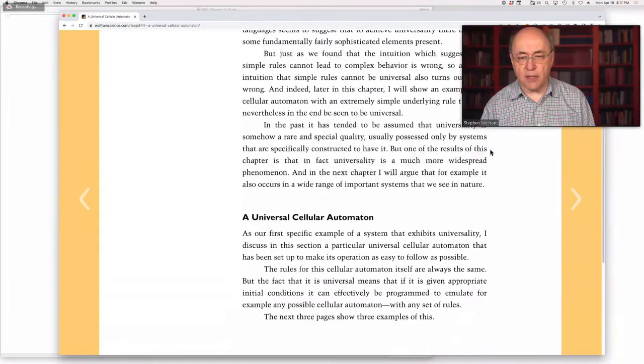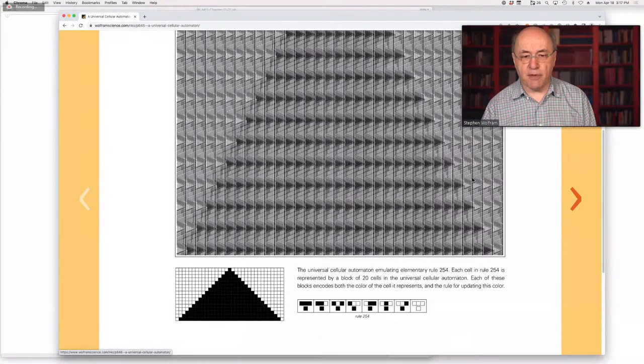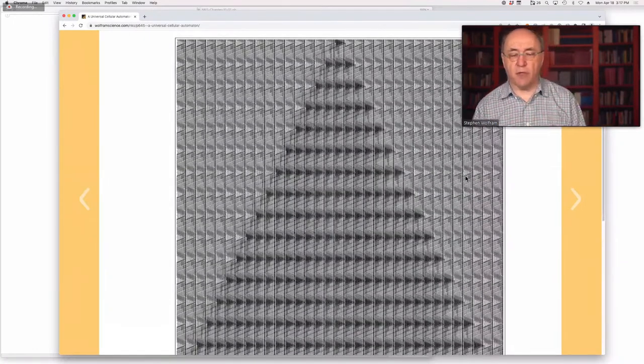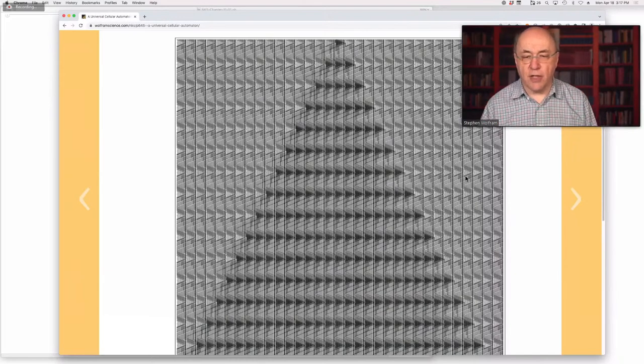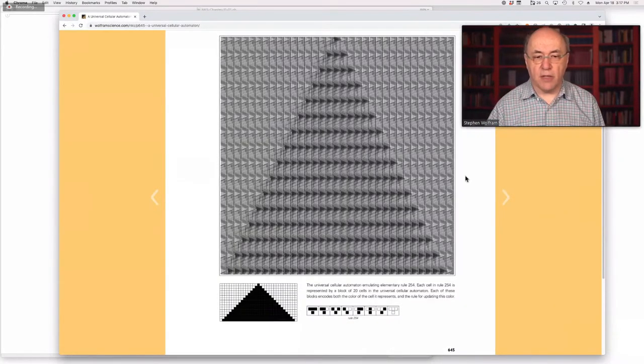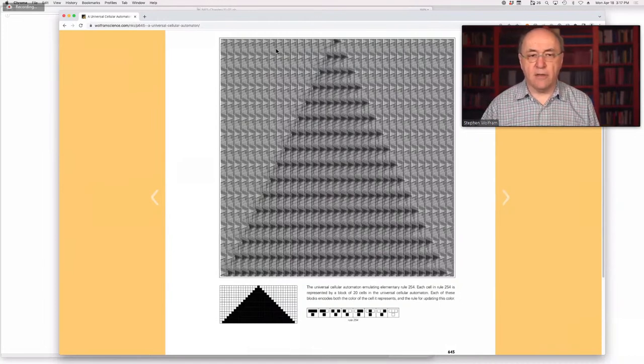Okay, so now I'm exploring what it means to be universal. Here's an example of a cellular automaton that is universal. What it means is that by changing the initial conditions, you can change what the system does. This is a particular cellular automaton running at every cell in the system. On this page, it has an initial condition for that same cellular automaton running at every cell. The initial condition is intended to emulate rule 254. And you can see we can read out the behavior of that rule 254 fairly easily from this particular cellular automaton.